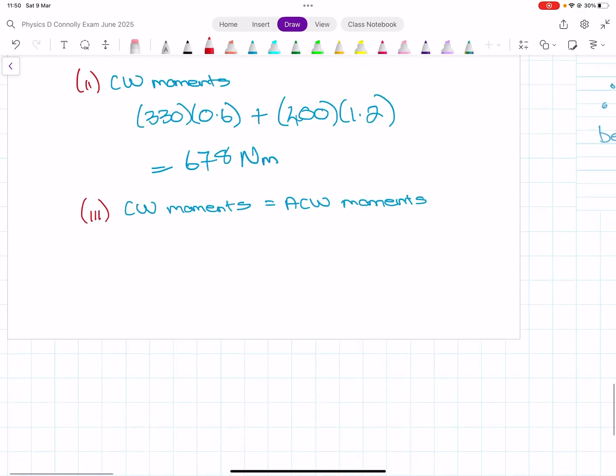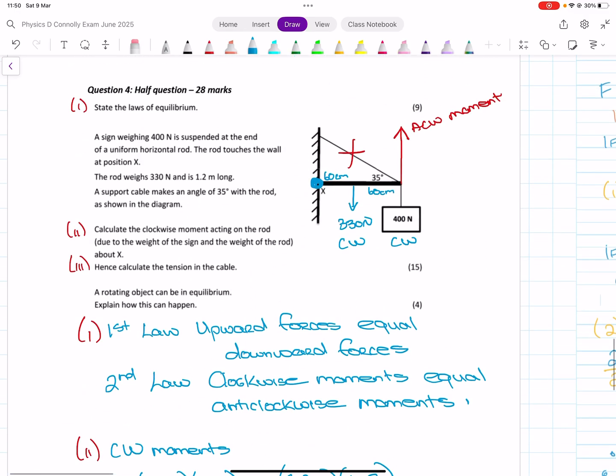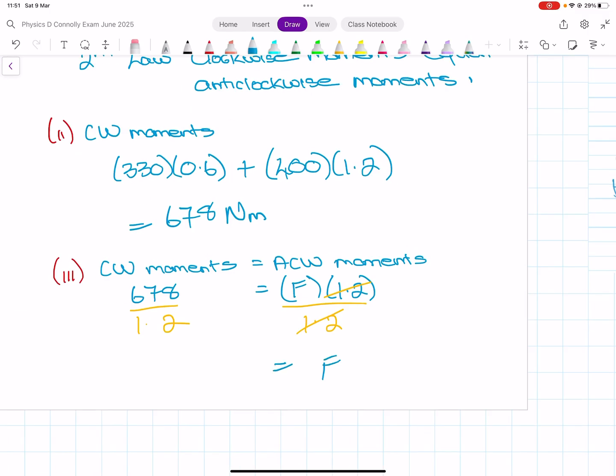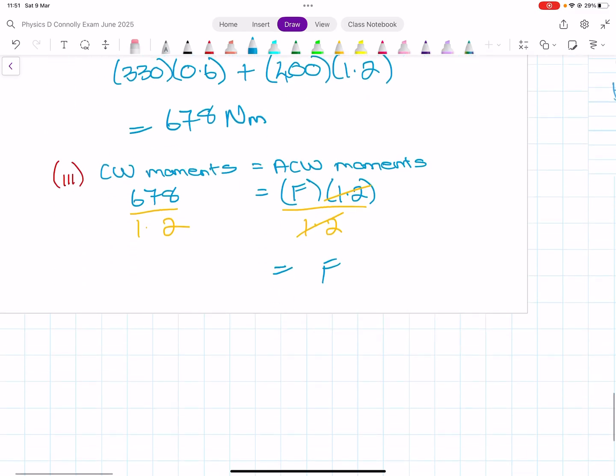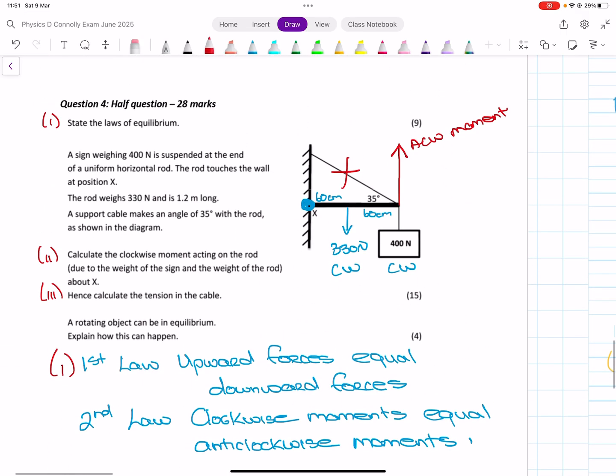The clockwise moments was 678. The anti-clockwise moment is some force we don't know multiplied by the distance, and the distance from the fulcrum is 1.2. So if I divide both sides by 1.2, I get that the force is 678 divided by 1.2. The force is 565 newtons. Right, so this is 565 newtons.